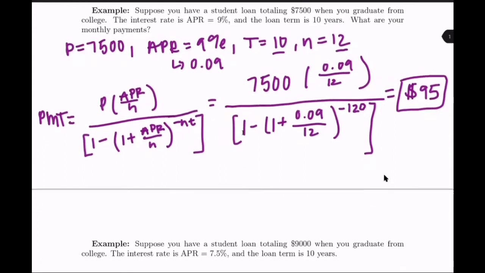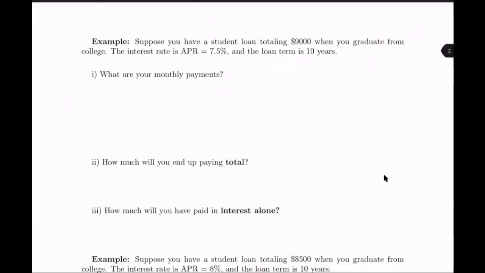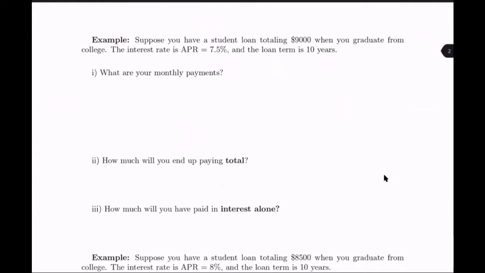All right, so next, we're gonna do another student loan example. This one reads, suppose you have a student loan totaling to $9,000 when you graduate from college. If the interest rate is 7.5% and the loan term is 10 years, the first thing we want to figure out is what are our monthly payments. And again, we're going to use the same formula.